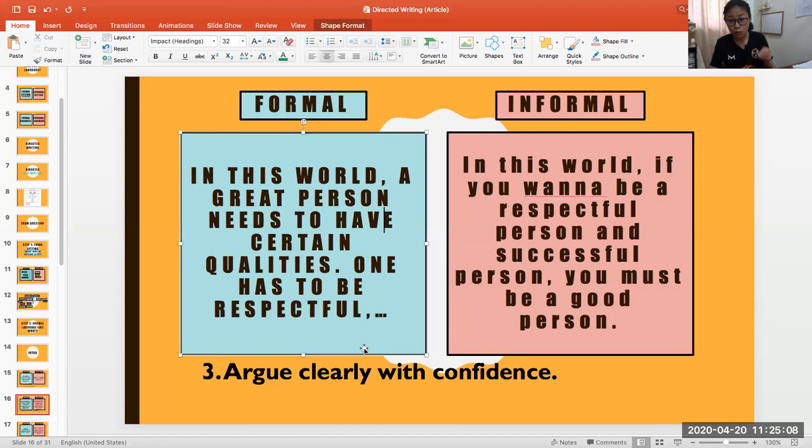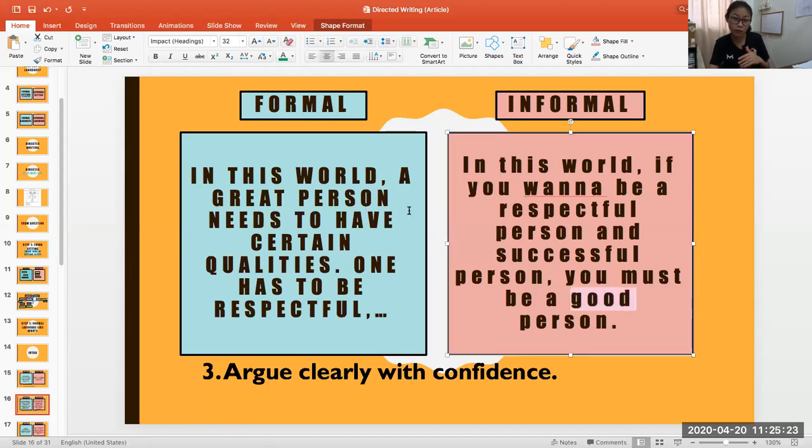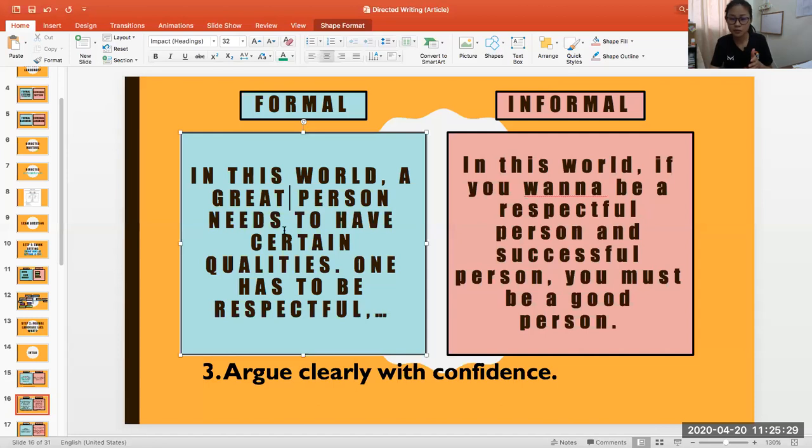Okay? So what I mean by being clear is you tell things one by one. So I follow your style. In this world, a great person, okay? See, I don't want to use good because I want to be more serious. A great person needs to have certain qualities. Again, you see, I use a noun here. Seorang yang berjaya, or whatever, right? Seorang yang berjaya perlu quality-quality yang tertentu.